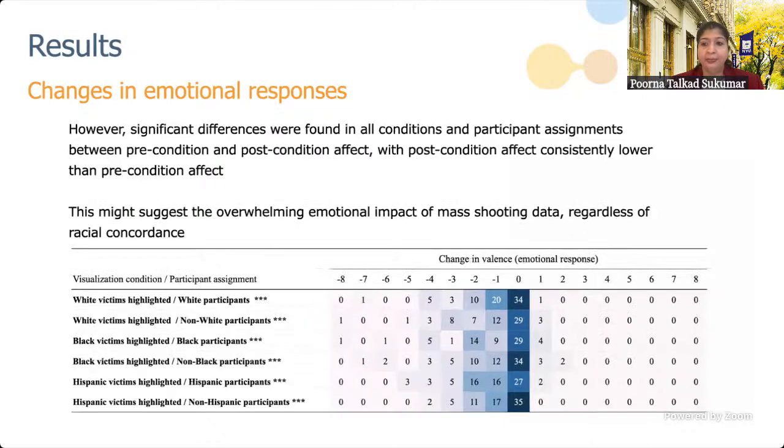However, across all conditions and participant assignments, we found significant differences between the pre-condition affect and the post-condition affect, with post-condition affect being consistently lower than pre-condition affect. And this suggests that the emotional impact of mass shooting data is so overwhelming that it probably overrides any racial homophily that we expected to see.